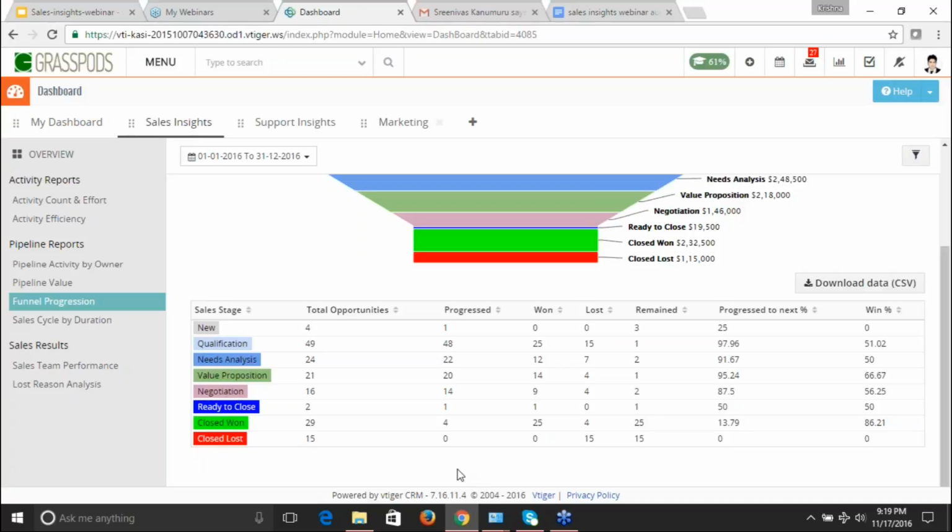Okay, so this is actually very important, because this tells me if there are any weaknesses in the sales funnel. If a lot of deals are dropping off from a particular sales stage, that is not good.